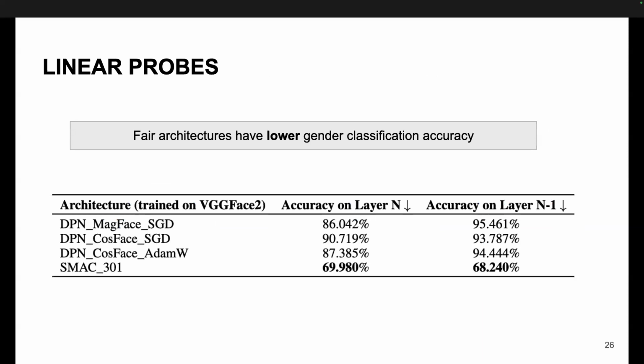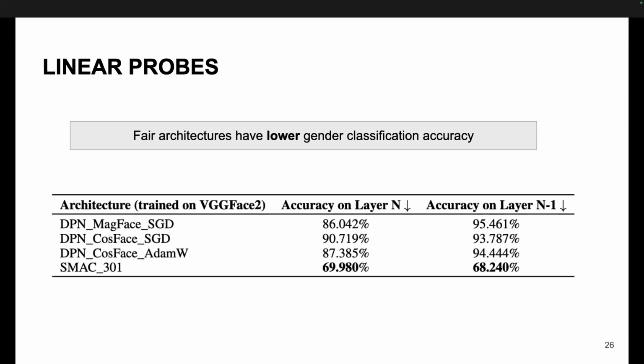So another question which we have often been asked, and what we also try to study, is which properties make these architectures fair in the first place. To study that, we use linear probes. To give you an idea of what linear probes are doing: we extract the feature representations from the last 2 layers of different networks, and then train a linear classifier to predict the gender based on these feature representations.